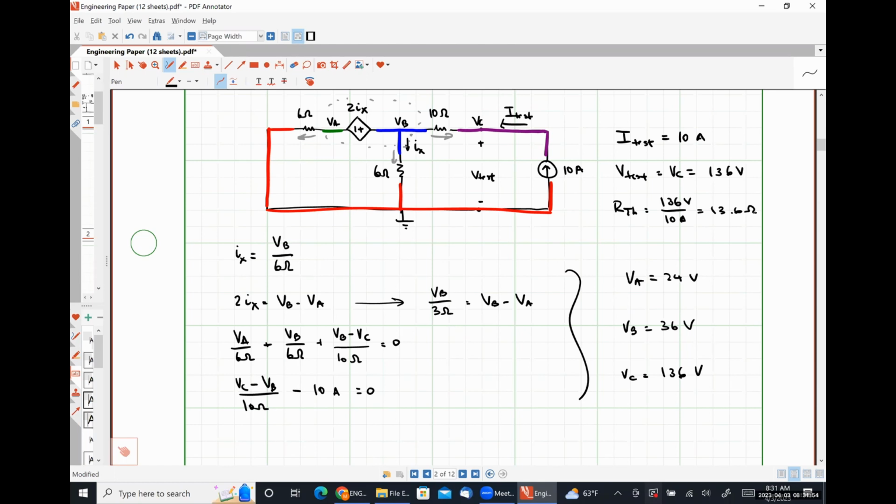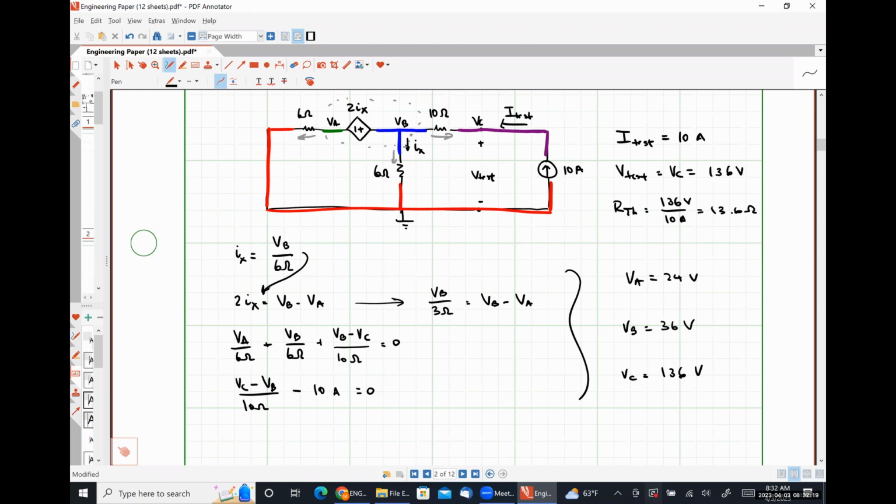So, yes. How did you get the VB over 3 ohms again? So I substituted IX is equal to VB over 6 into here. Multiplied that by 2. So if 2IX is, that would be 2 times VB over 6, which is the same thing as VB over 3.